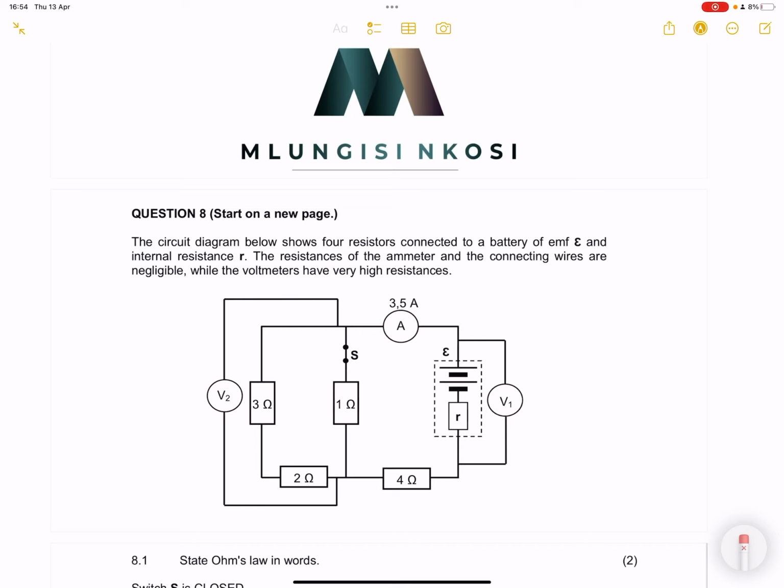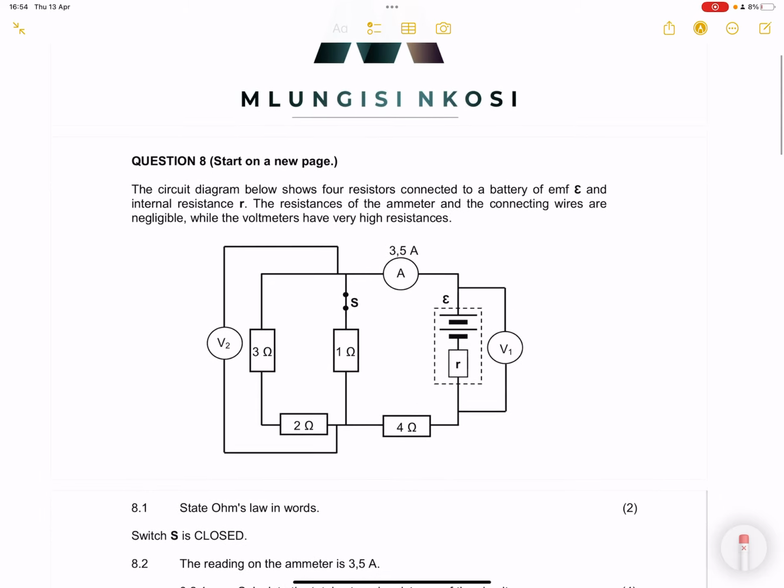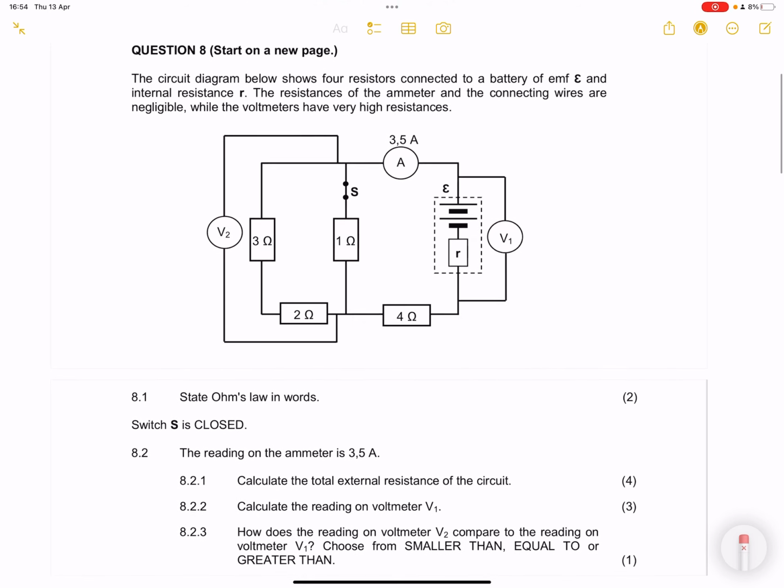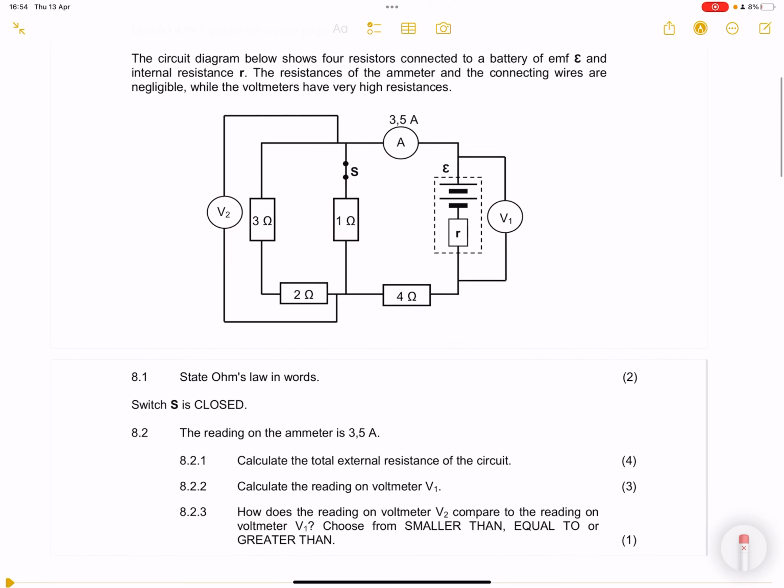Okay, so let's get right into this question as we are continuing with the November 2022 exam. This is on circuits, or in this case, Ohm's law. They say the circuit diagram below shows 4 resistors connected to a battery with an EMF E with an internal resistor R. The resistance of the ammeter and the connecting wires are negligible, while voltmeters have very high resistance.